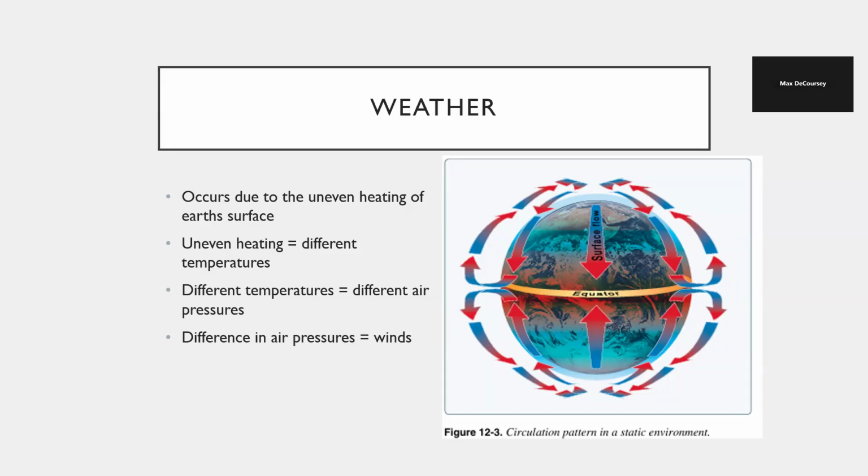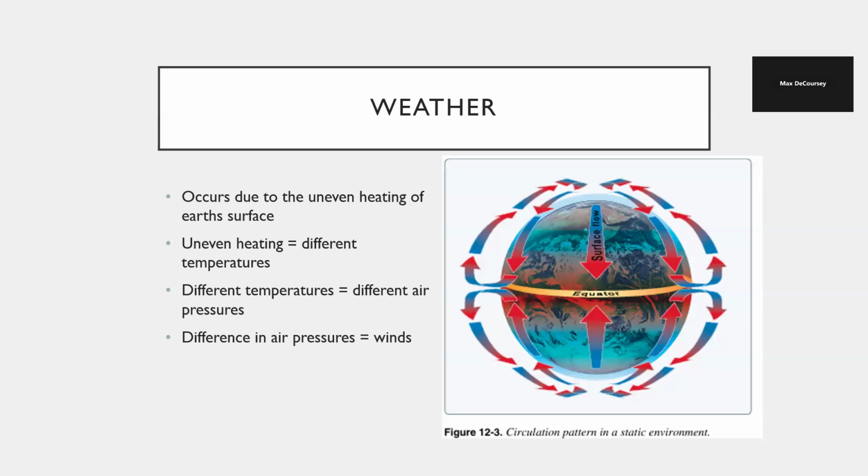When you heat up air, it becomes what? It becomes less dense, right? So then you'll get areas of low pressure, areas of high pressure. Those differences in air pressures are what creates winds. Okay, so now you have the very basic fundamentals of weather patterns. You have different temperatures, different air pressures, and those are creating wind.